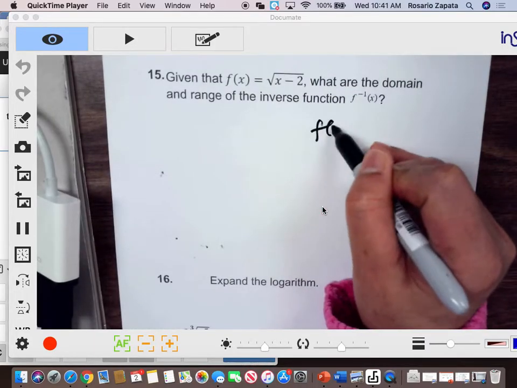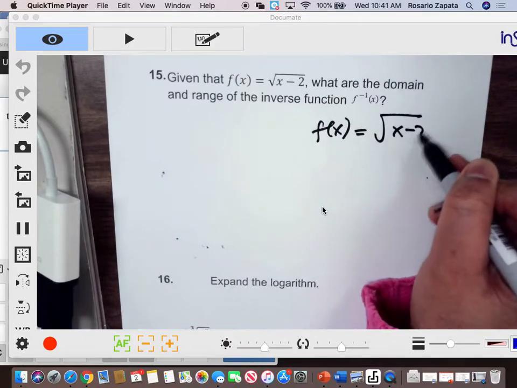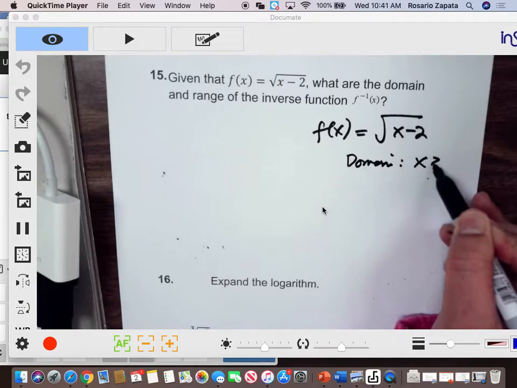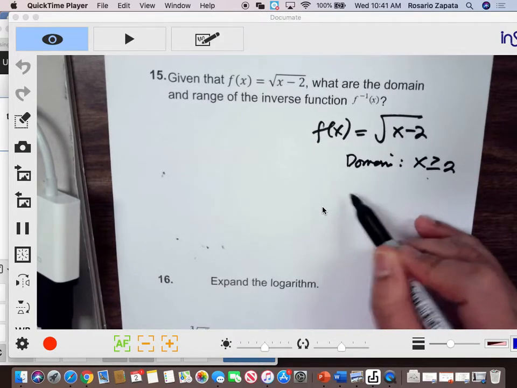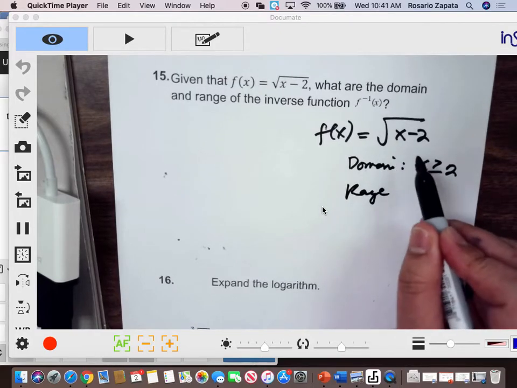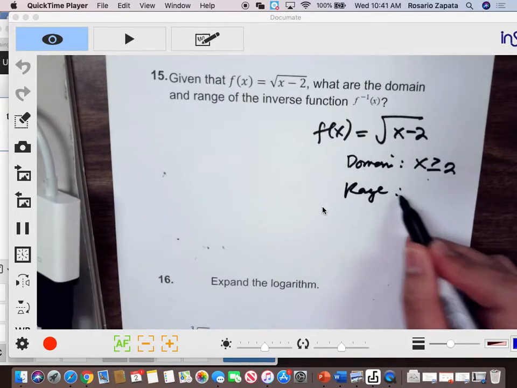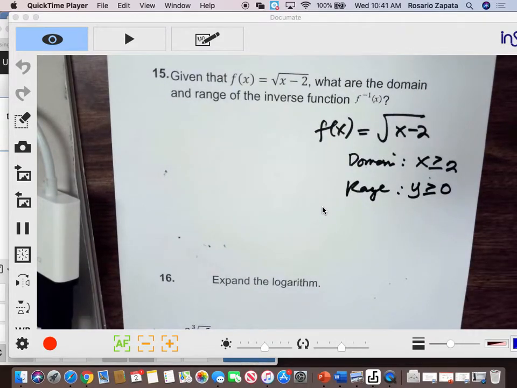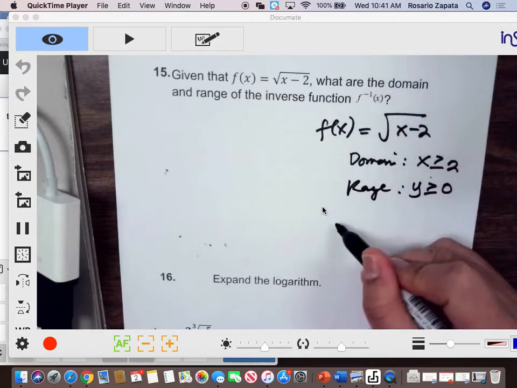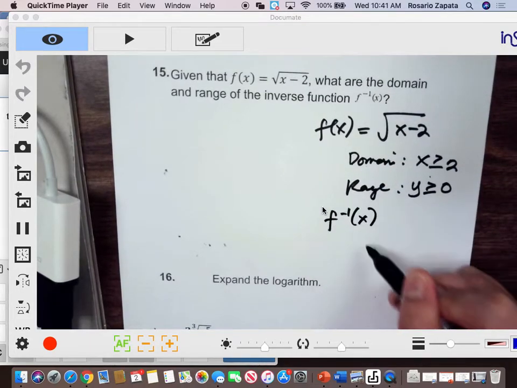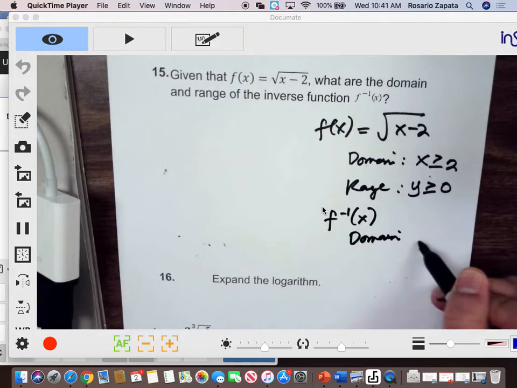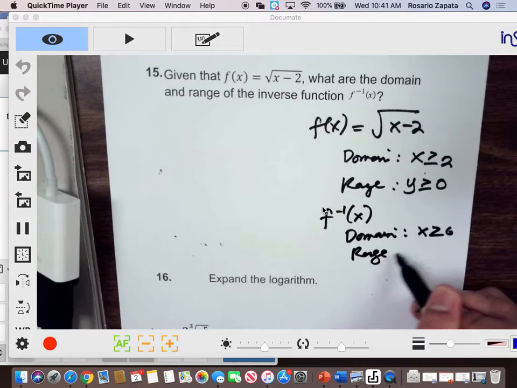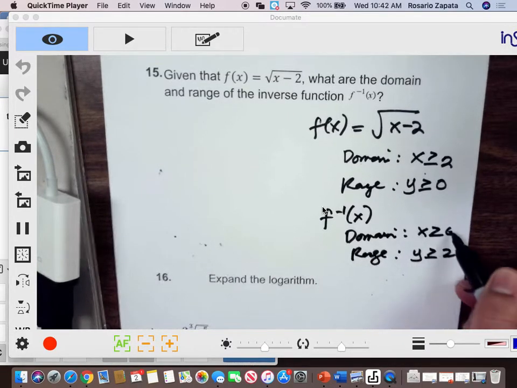Now, if you have f of x equals the square root of x minus 2, the domain here is what? X is greater than or equal to 2. The range here cannot be negative, but it can be 0. You get that? Therefore, the domain of the inverse is x is greater than 0, and our range would be y is greater than or equal to 2. So you only need to flip that.